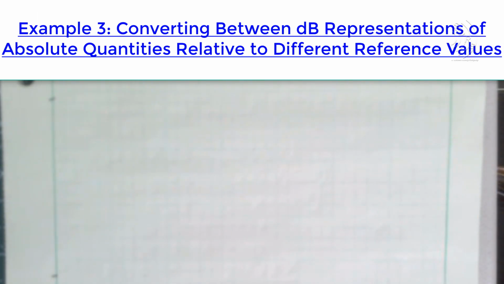In our final example, we'll be converting between decibel representations of absolute quantities relative to different reference values. In this case, we'll convert between dBm, or decibels relative to 1 milliwatt, and dBW, or decibels relative to 1 watt, because these are common decibel units for expressing absolute power levels.